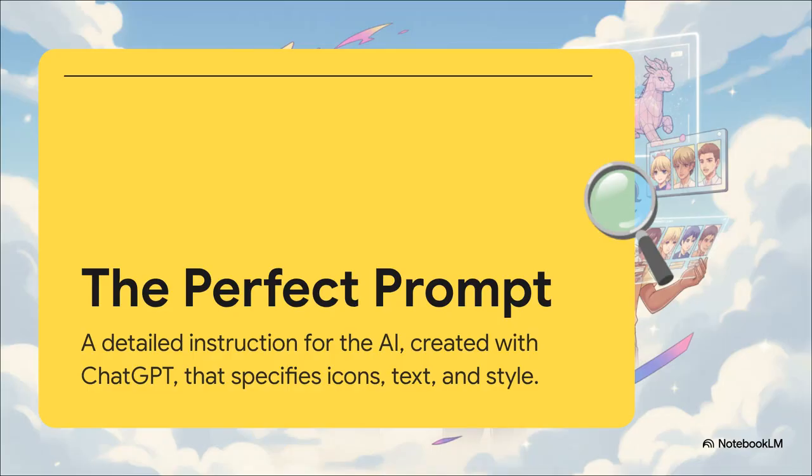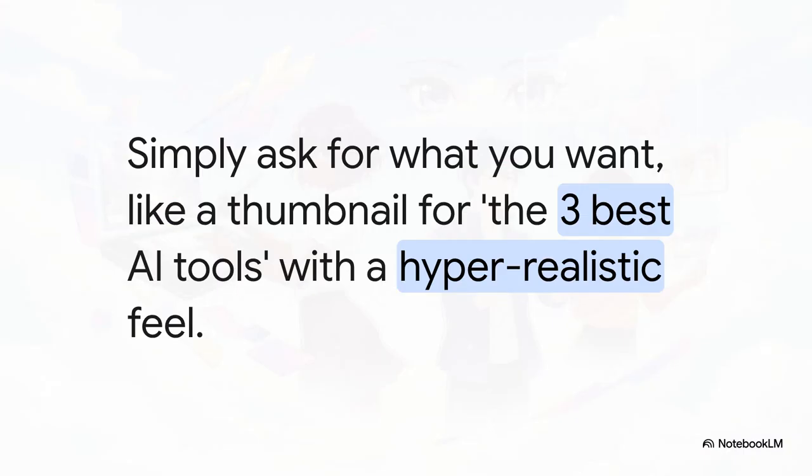So this perfect prompt, what does that even mean? Well, think of it like you're giving very clear instructions to your AI genie. You're telling it exactly what icons you want, what the text should say, the style you're going for, the whole shebang. And the best part is, you don't even have to come up with it yourself. You can literally just go to a tool like ChatGPT and tell it what you want in plain English. You can say something like, hey, write me a prompt for a thumbnail about the 3 best AI tools, and I want it to look hyper-realistic. And boom, it'll spit out the detailed instructions that the image AI needs. You just have to be specific.